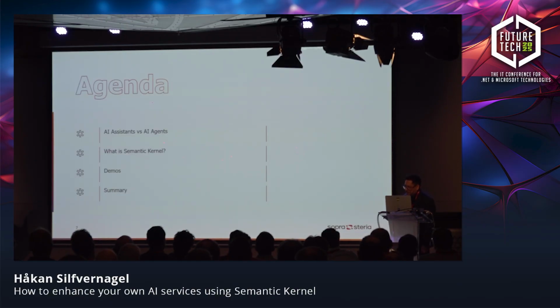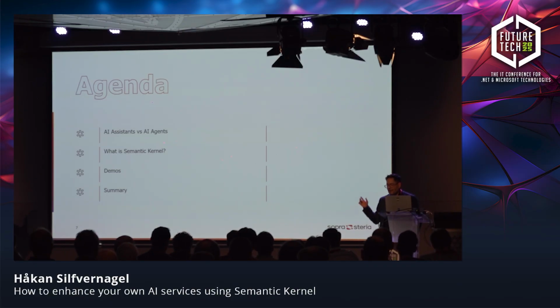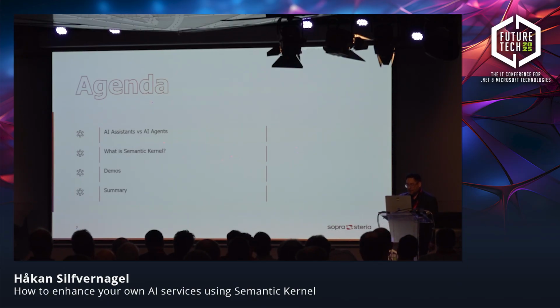Now on the agenda for today, first I'm going to talk a little bit more about AI assistants and AI agents, so we can understand the differences. Then I'm going to describe Semantic Kernel and also another tool called Prompty. The majority of this session will be spent in Visual Studio Code and in Visual Studio with many different types of demos. Then I have a short summary with some links if you want to learn more about this, or if you want to download the code and try it out yourself.